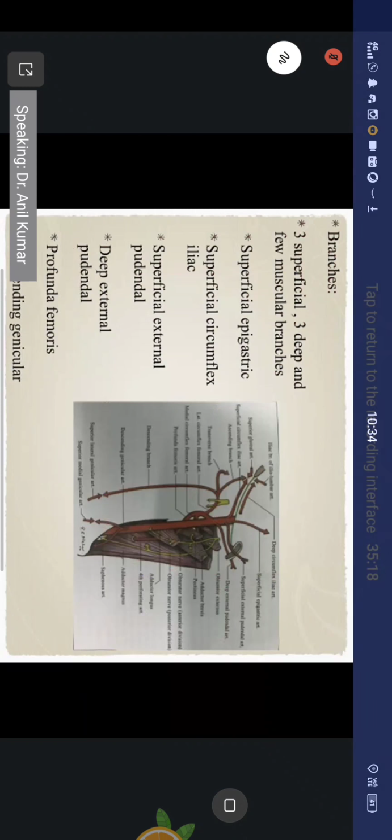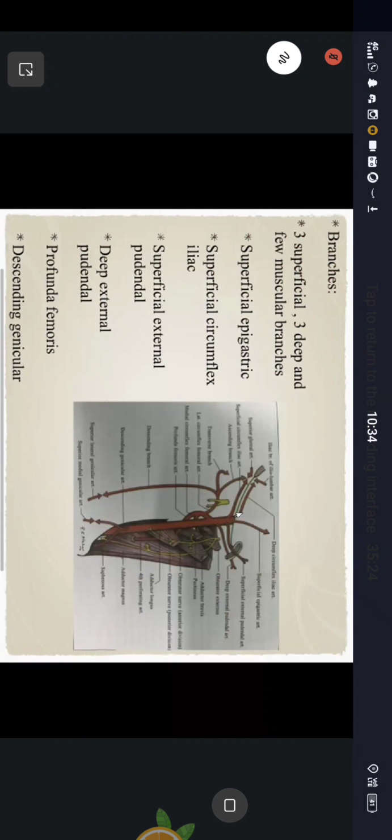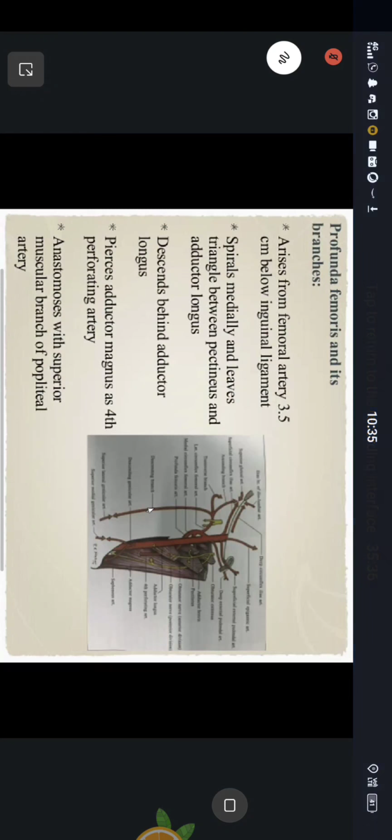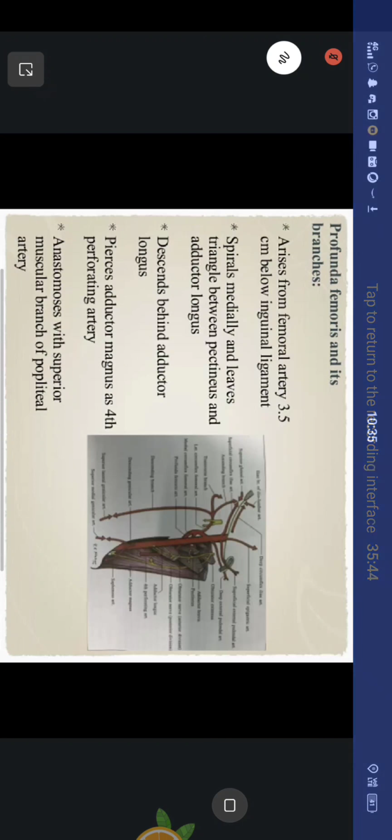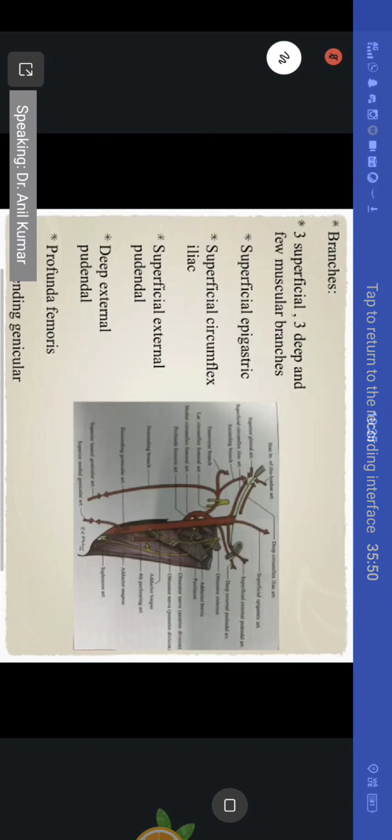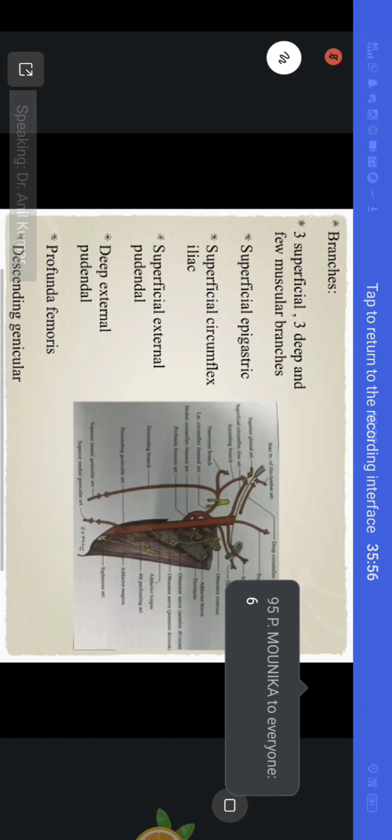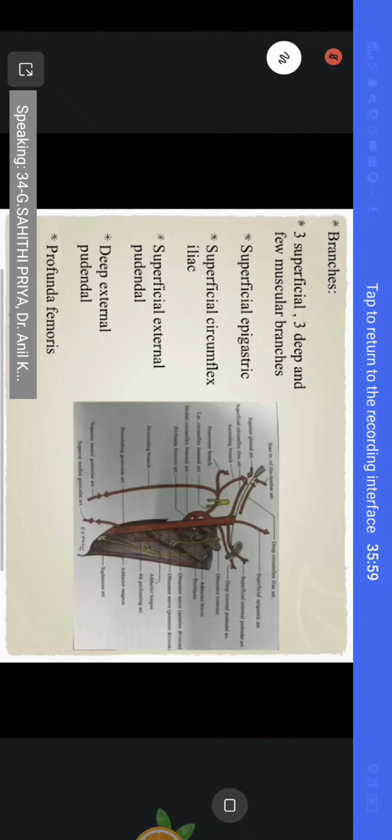Coming to the deep branches. Deep branches are the deep circumflex iliac, profunda femoris, and descending genicular branches. This profunda femoris artery is a bigger branch when compared with all the branches of the femoral artery. Femoral artery gives how many branches in the femoral triangle? In the previous slide I said about that: 6 branches, 3 superficial and 3 deep. What are the superficial branches?